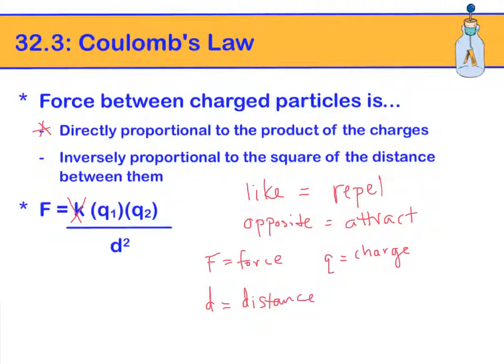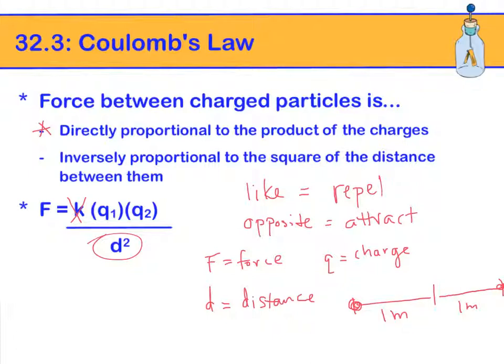So we can see there that because it's on the bottom of the equation, it's going to be an inverse relationship. So that means that if the distance between the two charges, let's say, was 1 meter, and then we move one of them so that they are 2 meters apart, we have now doubled the distance.